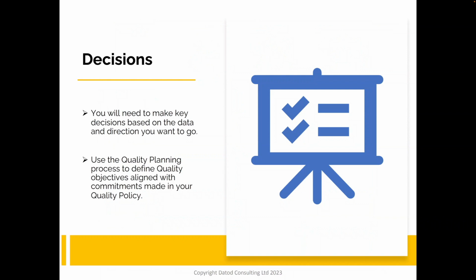And really, I would encourage you to use the quality planning process that we covered in that previous module, and how you derive quality objectives that cascade down through your organization, that are linked back to your overall quality policy, your expectations of your quality organization in terms of meeting your customers' expectations and needs.